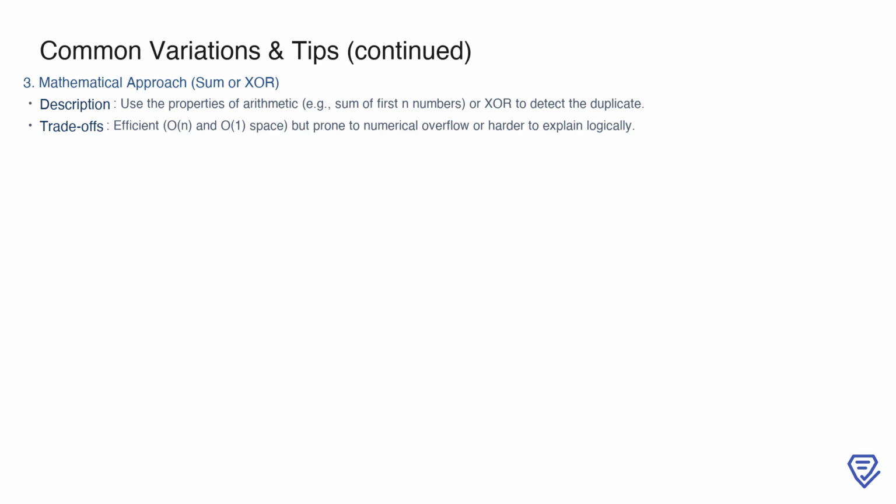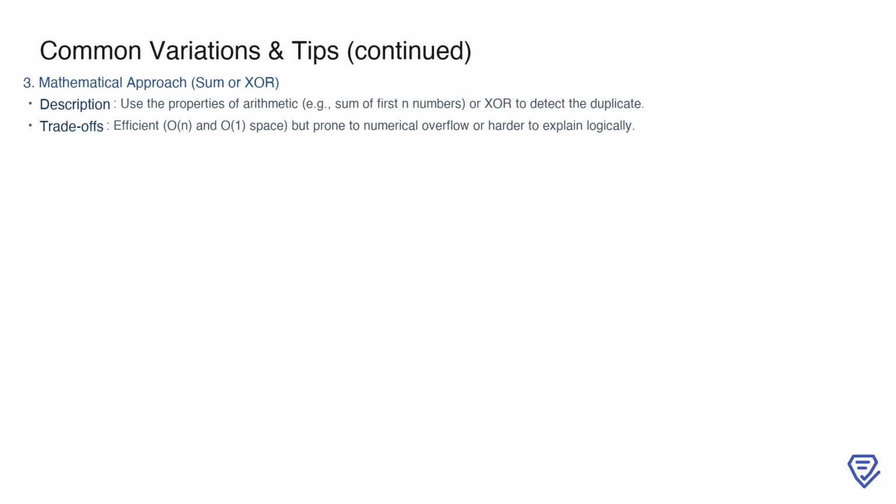Finally, the mathematical approach offers another interesting solution. Techniques like using the sum of the first n natural numbers or XOR operations can help identify the repeated element. These methods are efficient, with O(n) time complexity and O(1) space. However, they come with their own challenges.